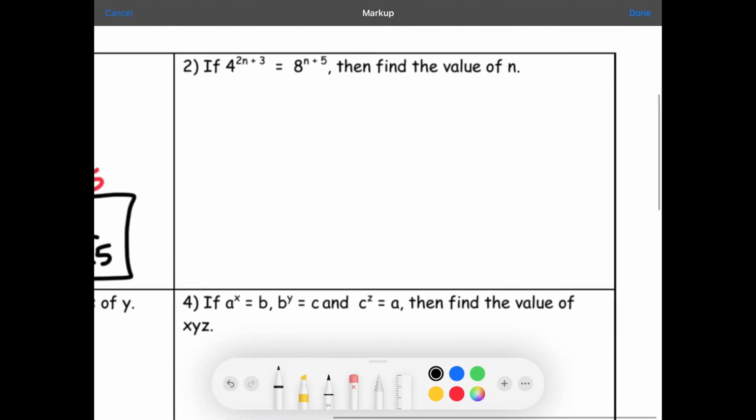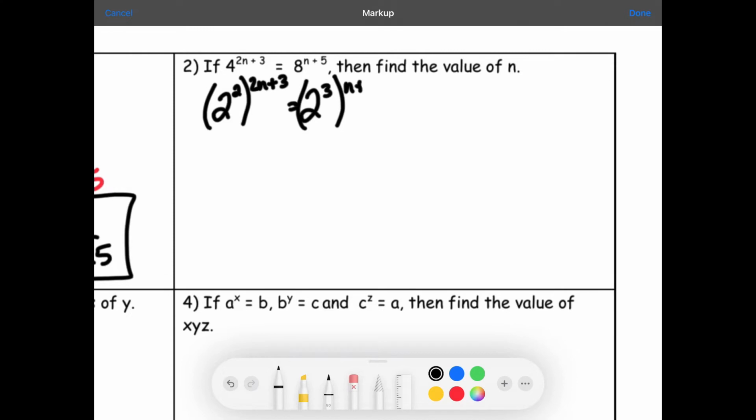So here, you got the 4 and the 8 as bases. We're going to get it to the same base. So 2 squared is 4. 2 to the third is 8. And then we'll bring in the other exponents. 2n plus 3. Now, they both have the same base, the 2. So we don't even need the 2's anymore. That doesn't matter. But we're going to take those exponents and multiply them.